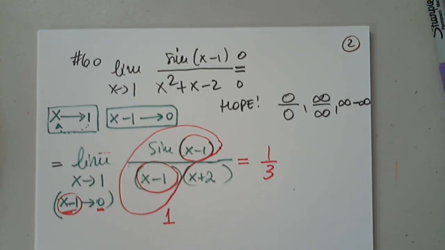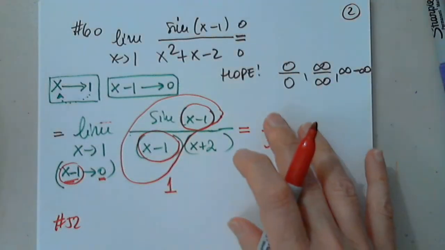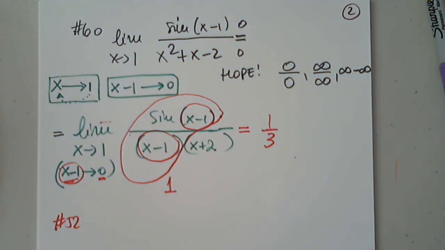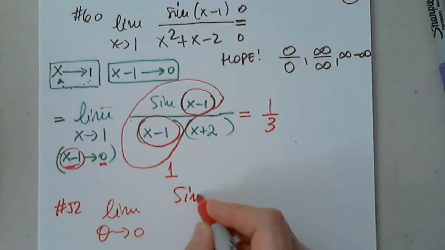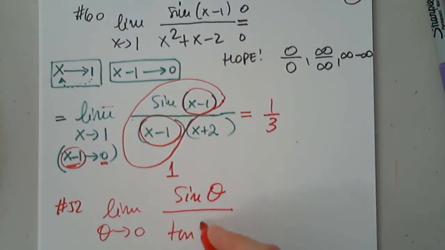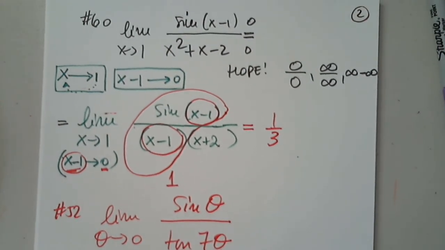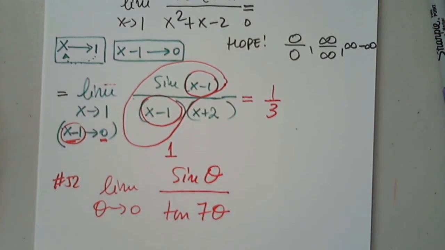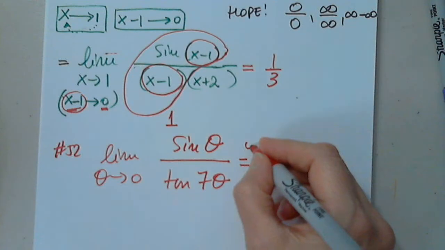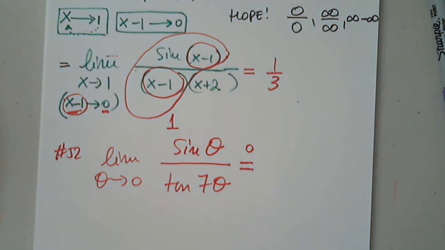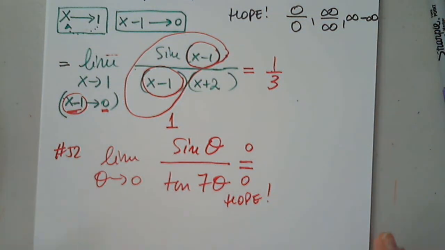Okay, so let's look at 52. Any questions on this, anyone? Okay, in 52, we have the limit as theta approaches 0 of sine theta over tangent 7 theta. Slowly, same steps, no problem. Where is the numerator going? Zero. Good. What about the denominator? Zero. Good. So there is hope. No guarantee, but there is hope.